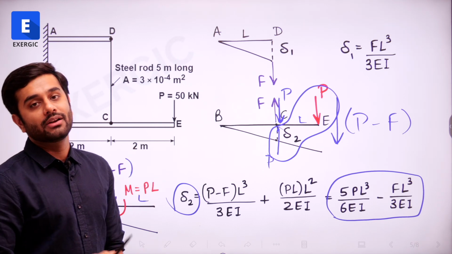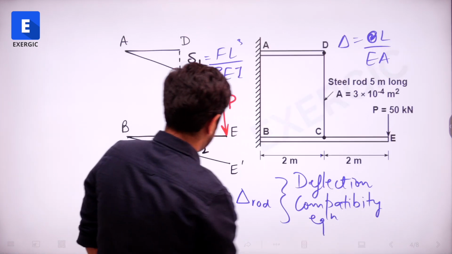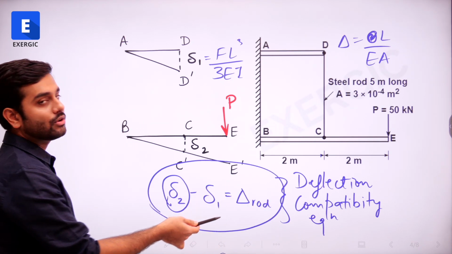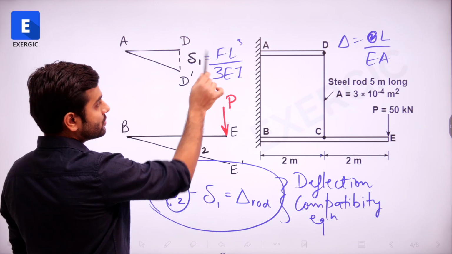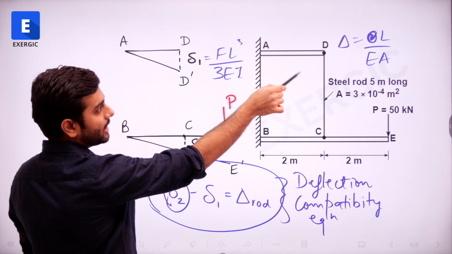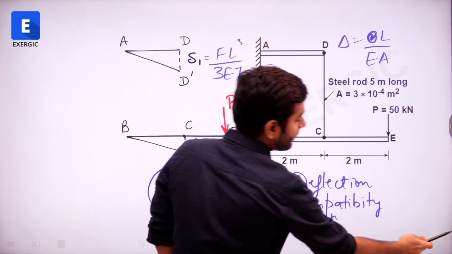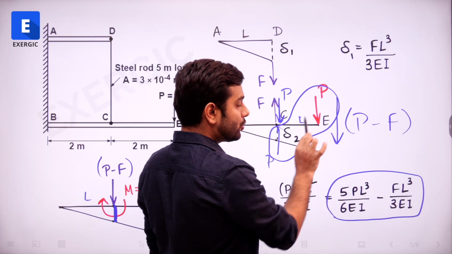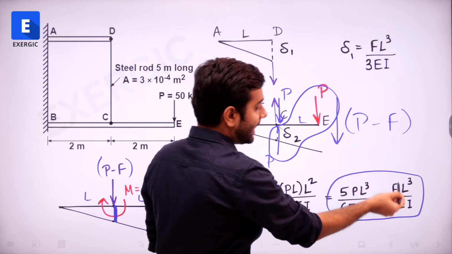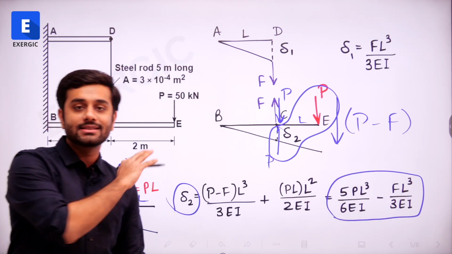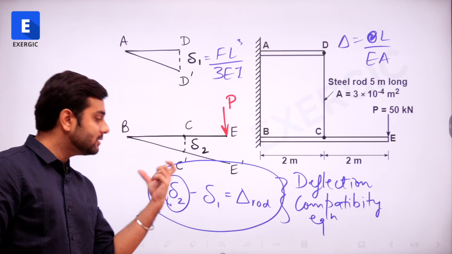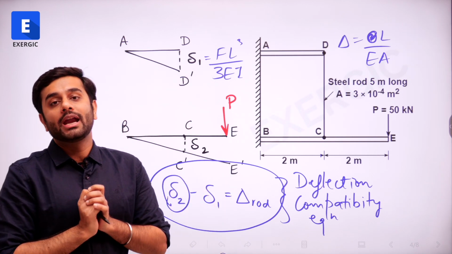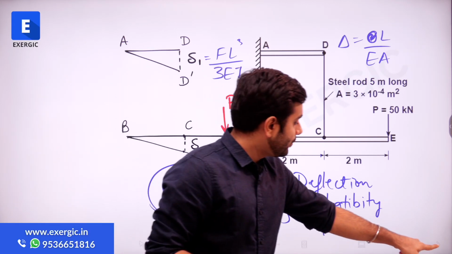Now comes the part where you have to put this value. Where? Here. Del 2 minus del 1 is equal to the change in length of the rod, right? Del 1 we know in terms of F. The del of the rod we can easily write in terms of F. The del 2 expression we have found. And if you look at this expression, again EI is known, P is known to you, the 5 kilonewton value acting is known, and F is the only unknown. So if you put all the values in this equation and solve, you will get the value of F. And once you have the value of F, the question is very easy now.